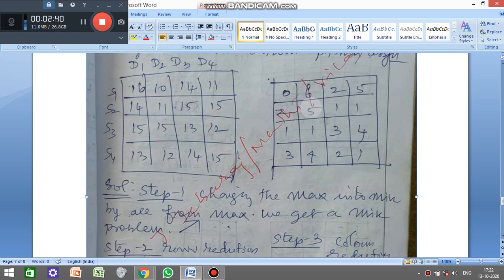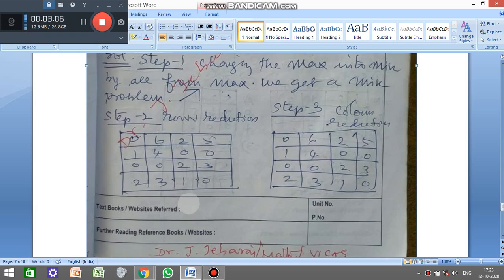What's the next step? Row wise reduction. We have to take each and every row, find the least element, then subtract that element from the other elements in the corresponding row. In this row, the least element; in this row, the least element 1; in this row, the least element, subtract that from the corresponding row. What you will get is 0, 6, 2, 5, 1, 4, 0, 0, 0, 0, 2, 3, 2, 3, 1, 0. Okay.